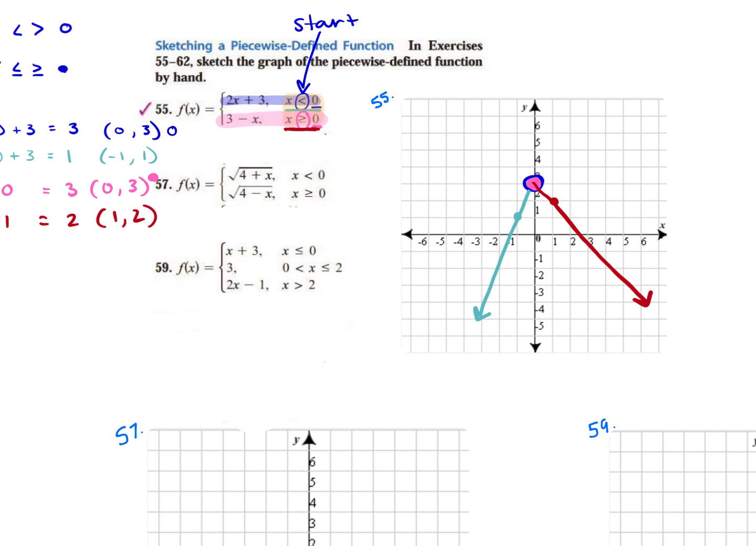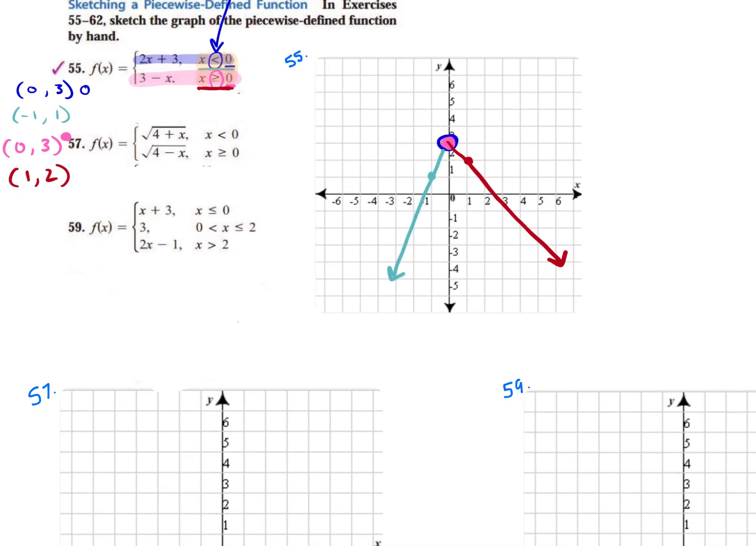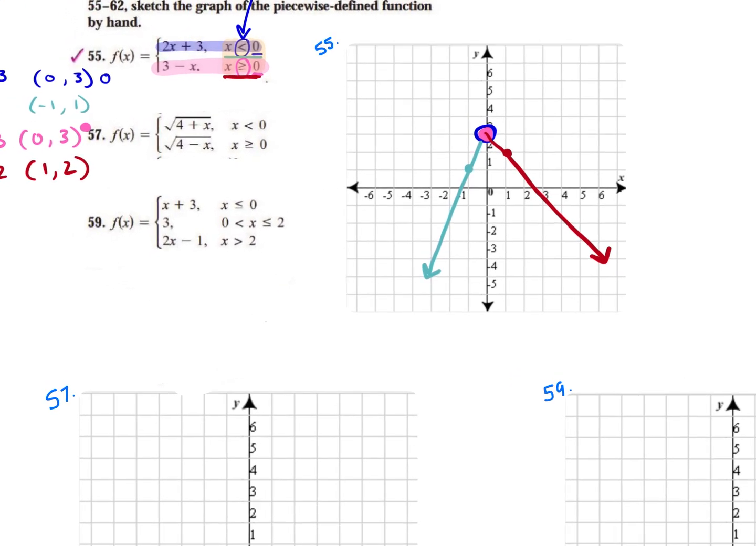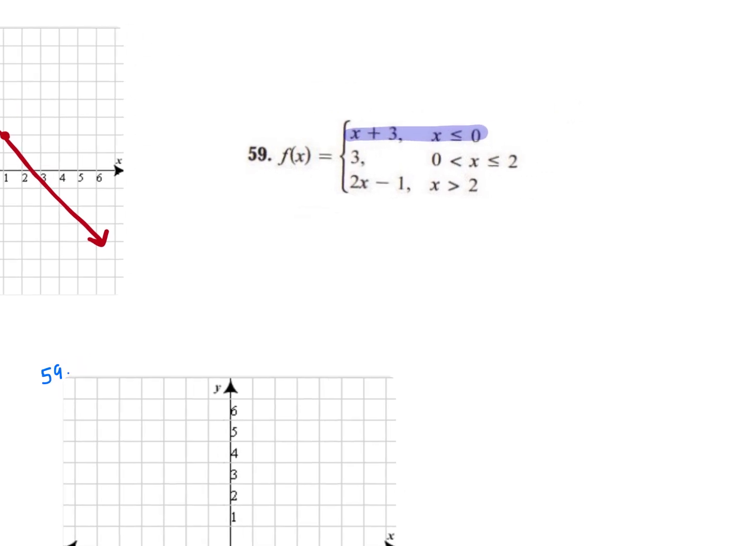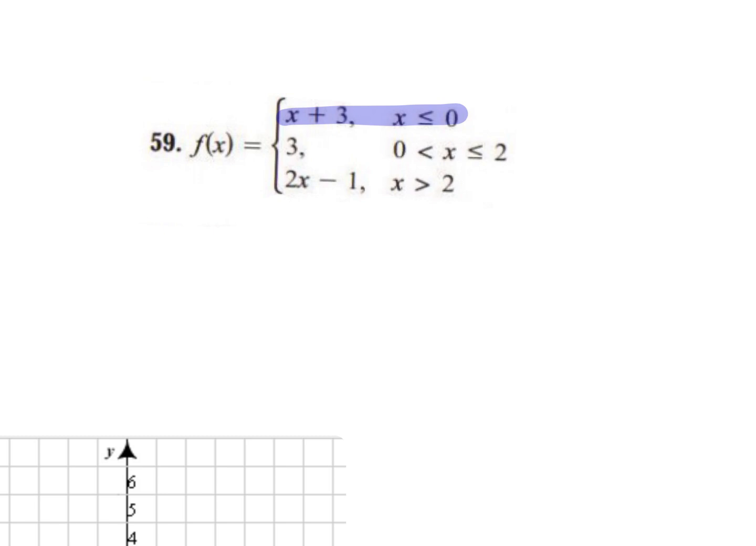Awesome. We're going to skip 57. We'll come back to it, but let's do 59. All right, so with 59, we're going to do one piece at a time. So I'm going to start with the first one. What number am I going to plug in first? 0. We always want to start with what's given.